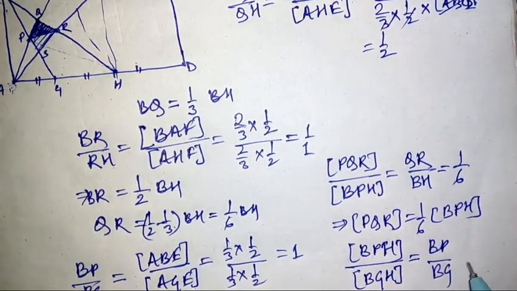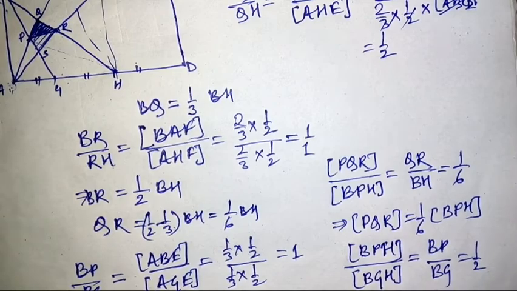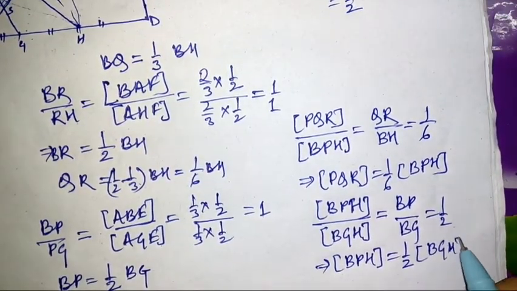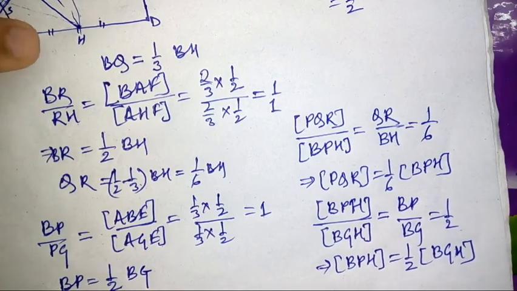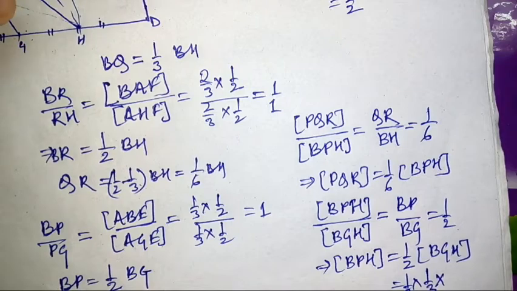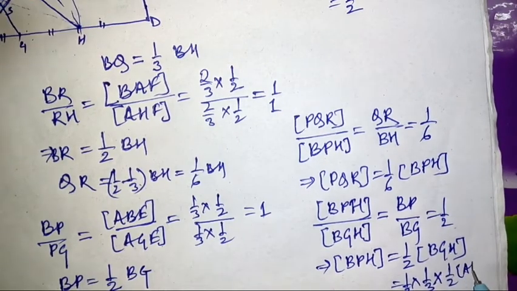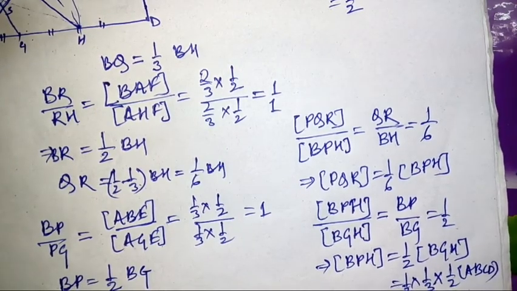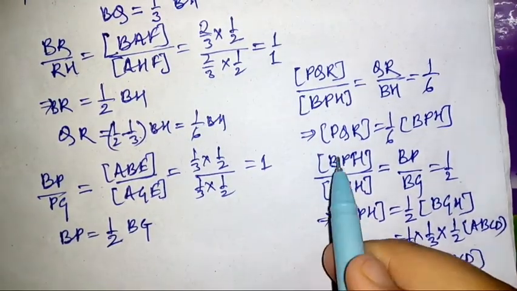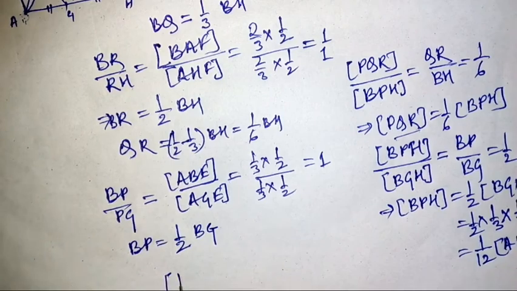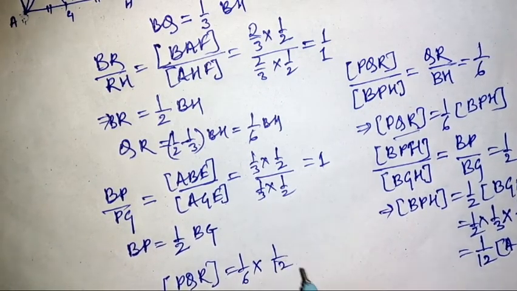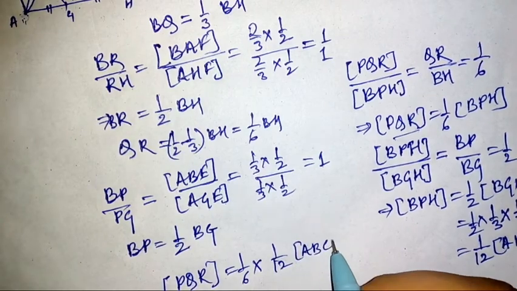Now BP by BG is half, so the area of triangle BPH is half of the area of triangle BGH. Now the area of triangle BGH is 1/3 into half, and this one is half of ABCD. So we get 1/12 of ABCD. Now substituting this into this formula, PQR will be 1/6 into BPH, which is 1/12 of ABCD.